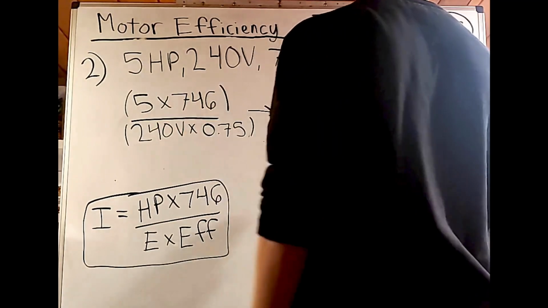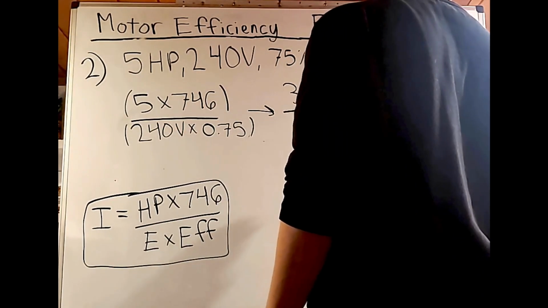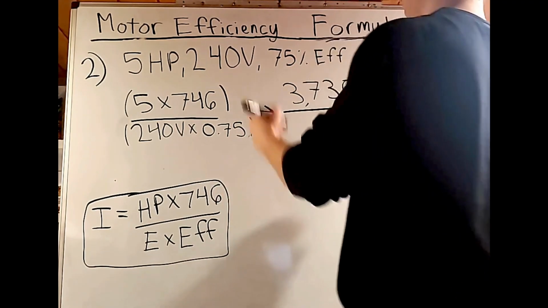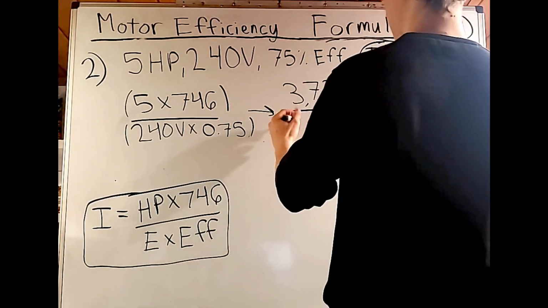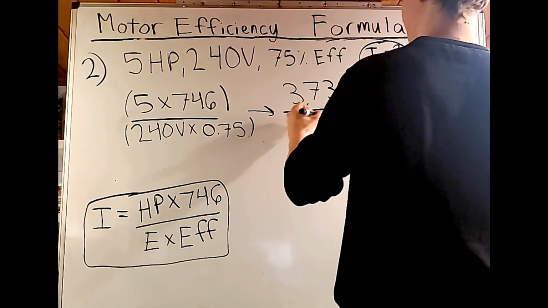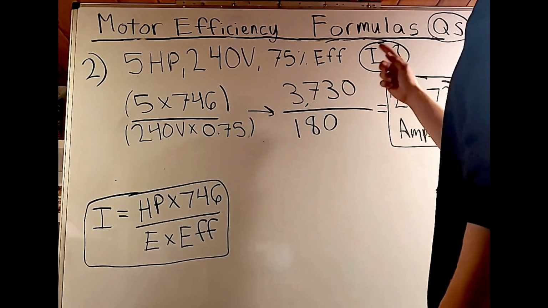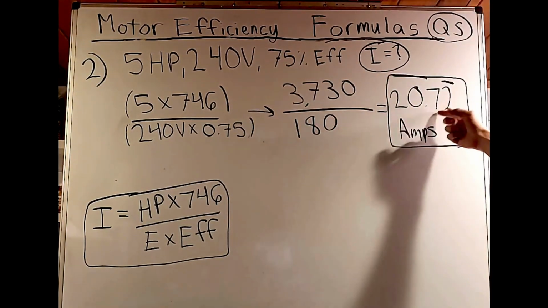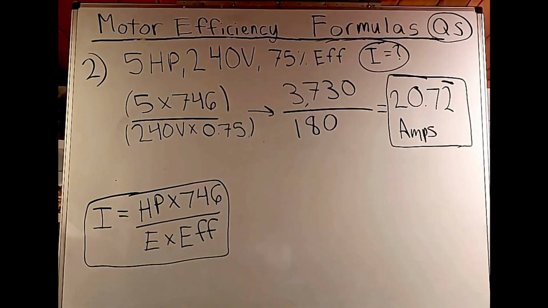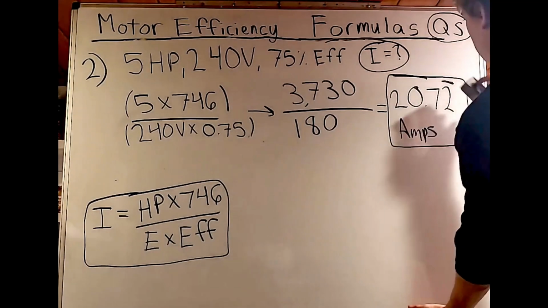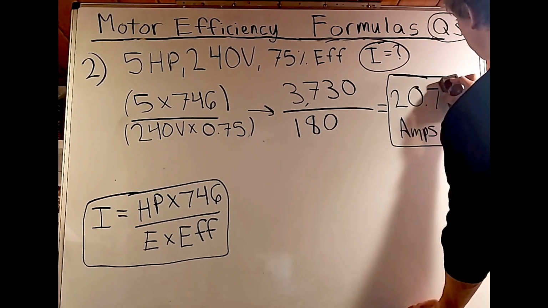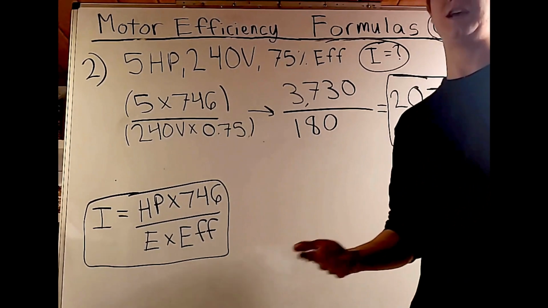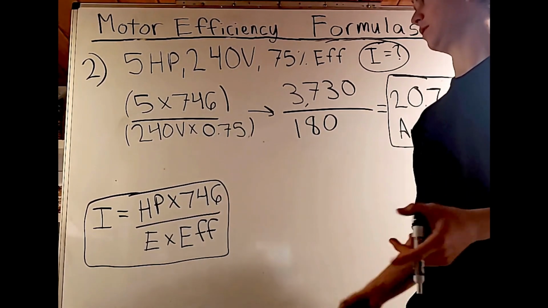5 times 746 equals 3,730. 240 times 0.75, which is also 75%, is going to be 180. Okay, now we're going to get 3,730 divided by 180, and we're going to get 20.72 repeating amps, and you could always just round that, and you could say 20.7 amps, or 20 amps, whatever it is, that is your final answer there. And I am explaining stuff, so it's going to take a lot longer, and you could do this a lot quicker on an actual test.